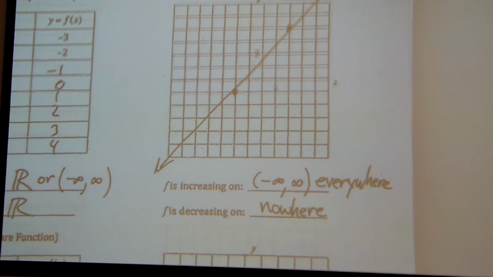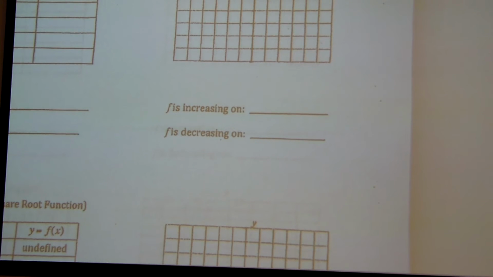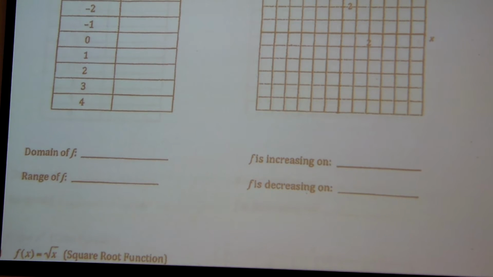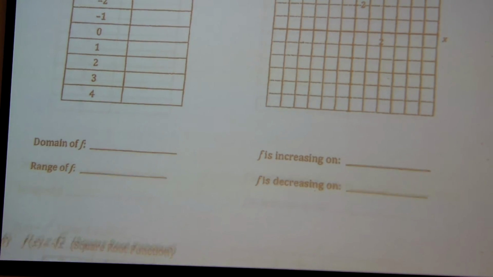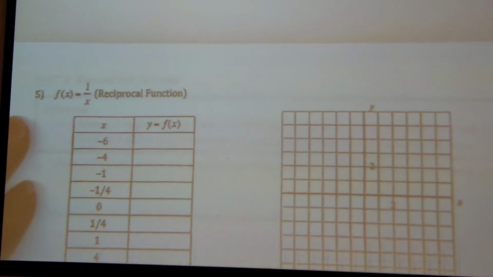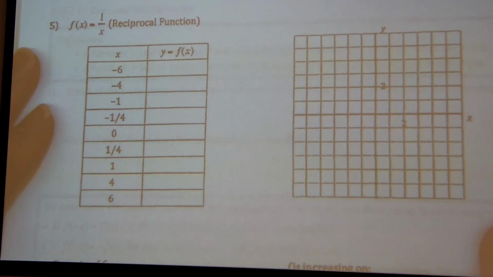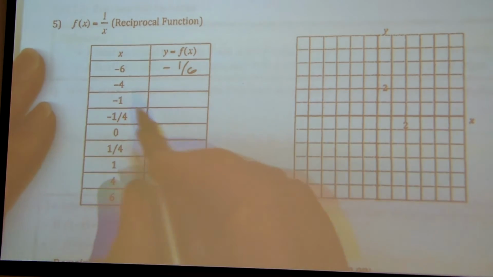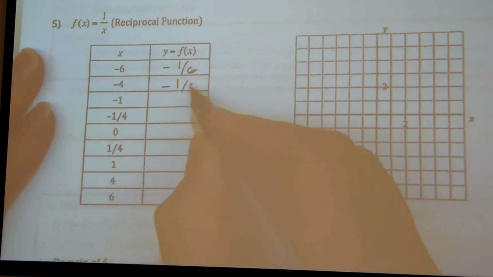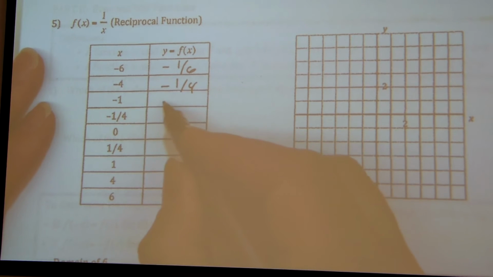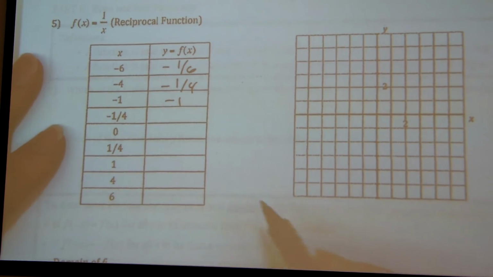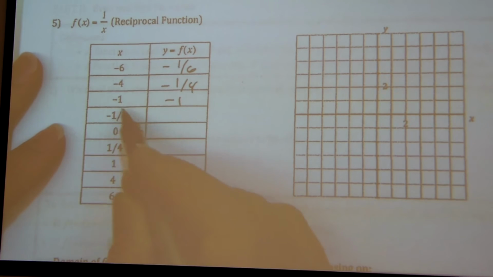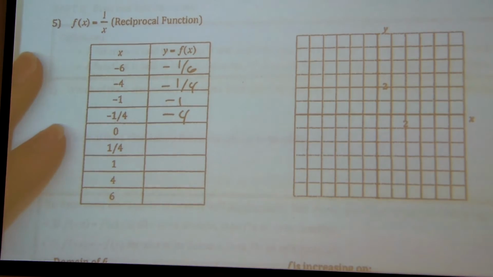Okay, so you're going to do that for several functions. Let's go find a trickier one. I think the one that bugs people the most is probably the reciprocal function. Here we go. f of x equals 1 over x. So 1 over negative 6 simplifies to negative 1/6, and 1 over negative 4 is negative 1/4. 1 over negative 1 is negative 1. And 1 over negative 1/4, the reciprocal of negative 1/4, is actually negative 4.